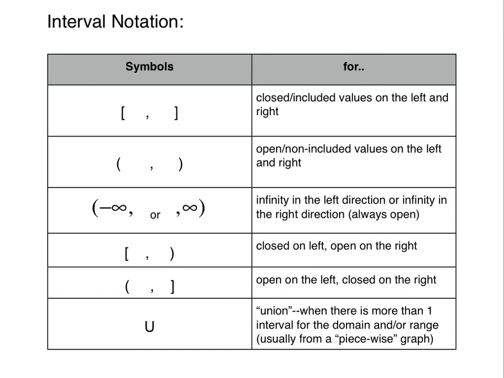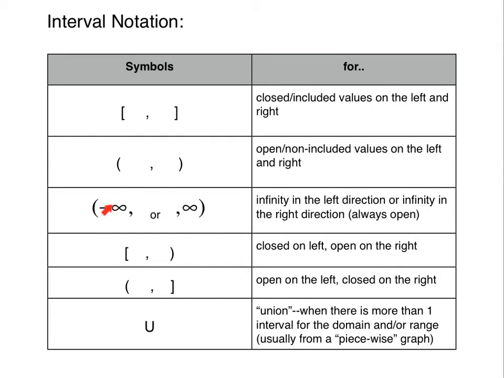Now, you're likely going to understand this more once we actually see a couple examples, but first you need to get the symbols down. So we have symbols like the hard brackets here, which means they include the values that are right next to them, either on the left side or on the right side. We have the parentheses, which denote non-included values in the range of numbers you're going to give. We have the infinity symbols we're going to use as well.